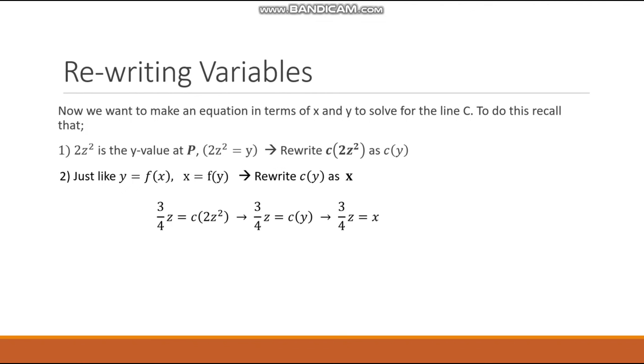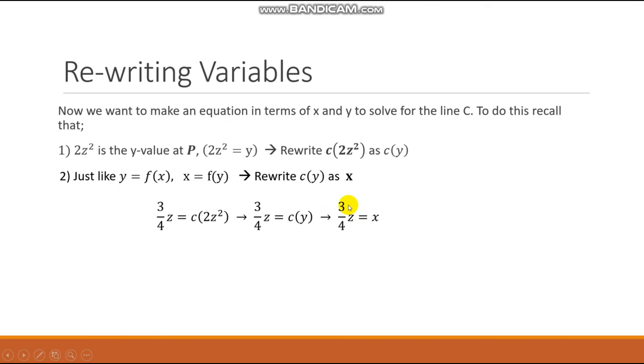The second thing we're going to do is, just the same way that you write a function of x is equal to said function, f of x can just really be replaced with y. So you can write f of x is equal to mx plus b, or you can write y is equal to mx plus b. Same thing. So we're going to do the same thing in this case, and we're going to replace c of y with x. So it's just the reverse. It'll be f of y is equal to x instead of y is equal to f of x. So you can see that happening here. We go from 2z squared to y, and then the c of y just becomes x. So we're left with 3/4 z is equal to x.